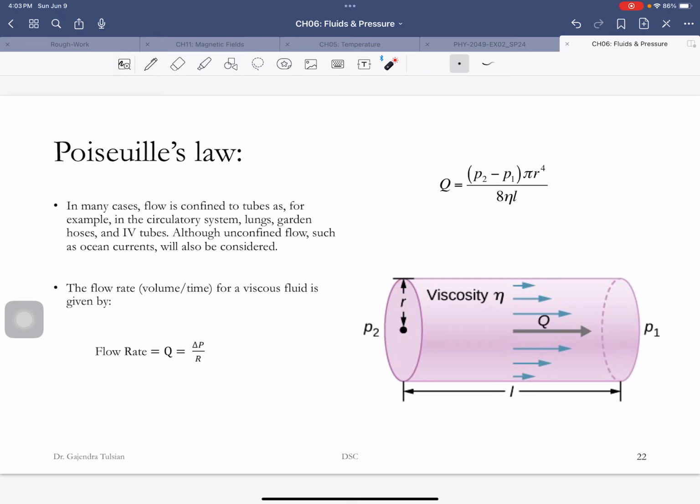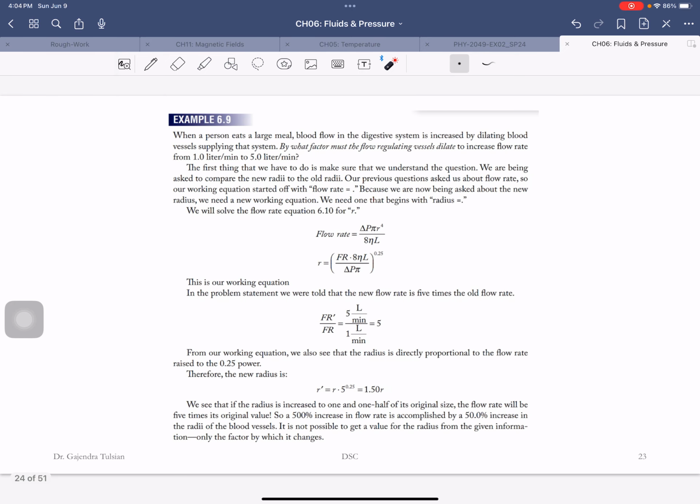Well, you can make the heart work harder, or just dilate the blood vessel. If you dilate the blood vessel, you increase R, and you can increase the flow rate. So we'll see an example soon.